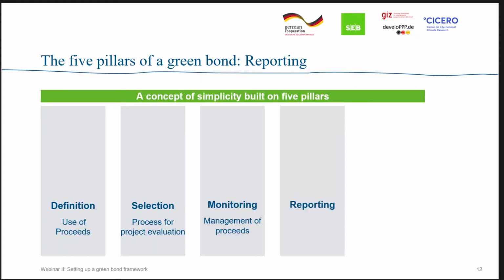The 4th pillar is reporting. It is essential to be transparent towards investors and the market. For investors, this means that they, in addition to a financial return, will be able to get a sustainability return on their investment. Reports published at least annually or more frequently should include a list of areas financed, allocated amounts, a brief description of the projects and their expected impact.